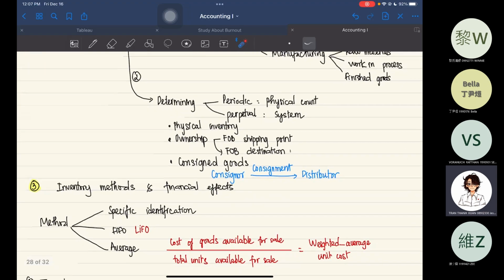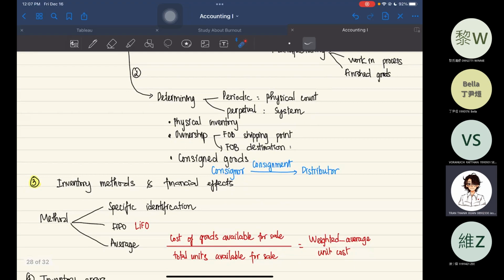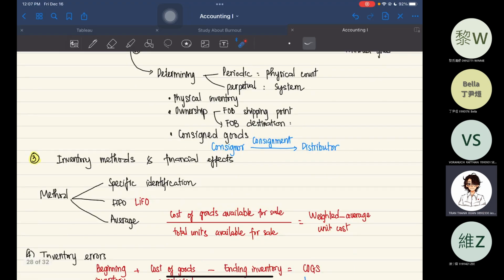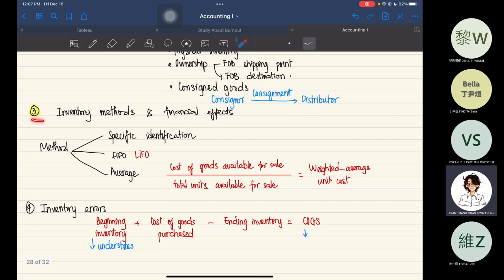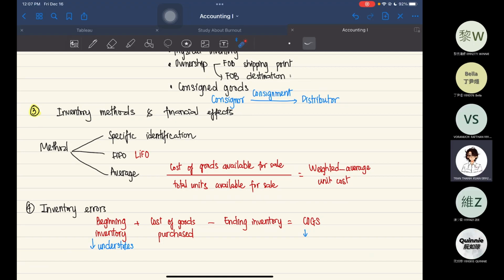I remember that I already explained those things in the previous TA class. So today we are focusing more on inventory methods and financial effect. As you studied, there are three inventory methods in total. Actually, there are four methods, but we only study three in this chapter: specific identification, FIFO, and average. Do you understand the concepts of those three methods?